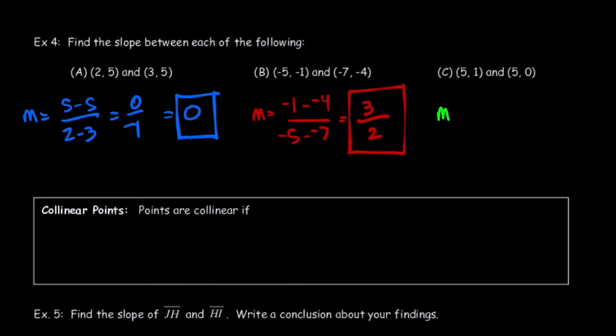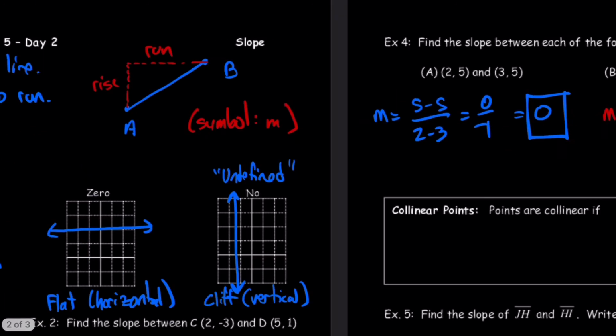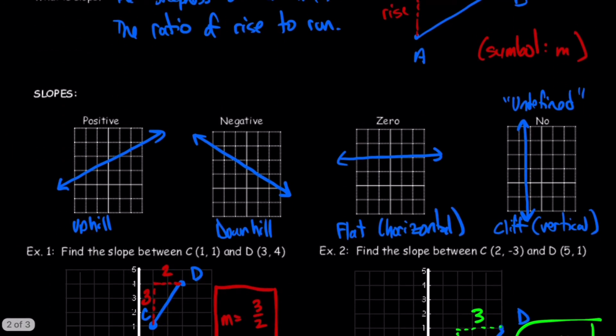And my last one. Y minus y. 1 minus 0. Denominator 5 minus 5. So notice what you get here. You get 1 over 0. This is not the same as that. So I'm going to go back to the beginning here. 0 is equal to a fraction. 0 over some number.